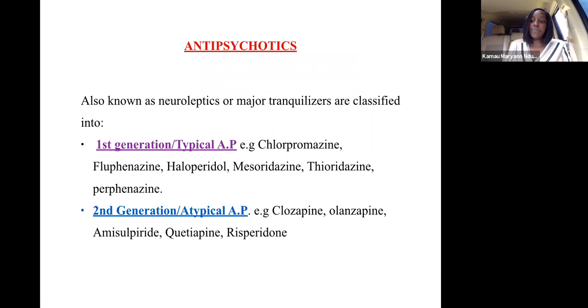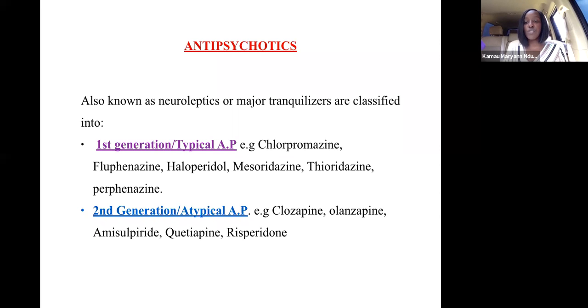So now I want us to discuss the chemicals or drugs that are used to treat schizophrenia. The major drugs we use are antipsychotics. Pharmacists may tell you that they are also known as neuroleptics, or major tranquilizers, and they are divided into first generation, also known as typical antipsychotics.